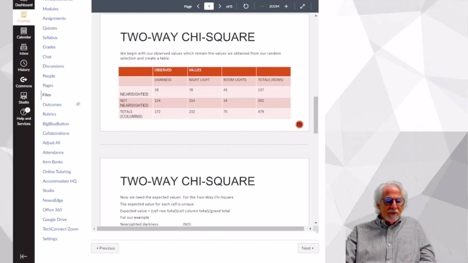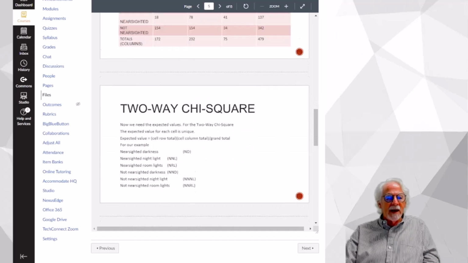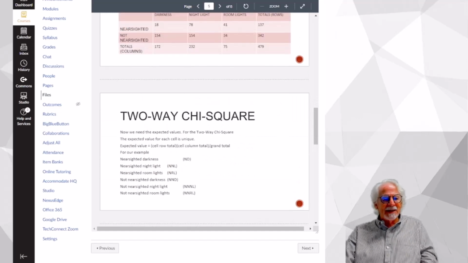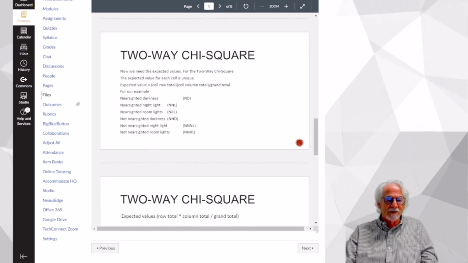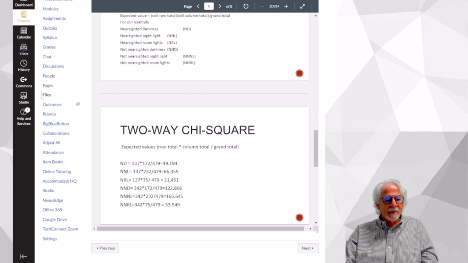Now, the work comes for our expected values. So we have basically 6 different categories, right? We have 3 categories for nearsighted and 3 categories for not nearsighted. So I broke this down, and I just identified them with these. Instead of having to write this out all the time, I just identify them with this. So that's your little key. Okay.